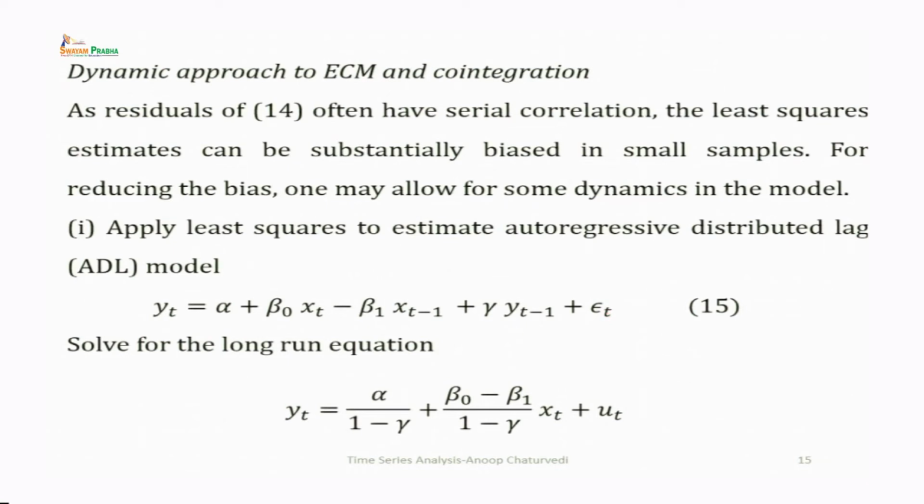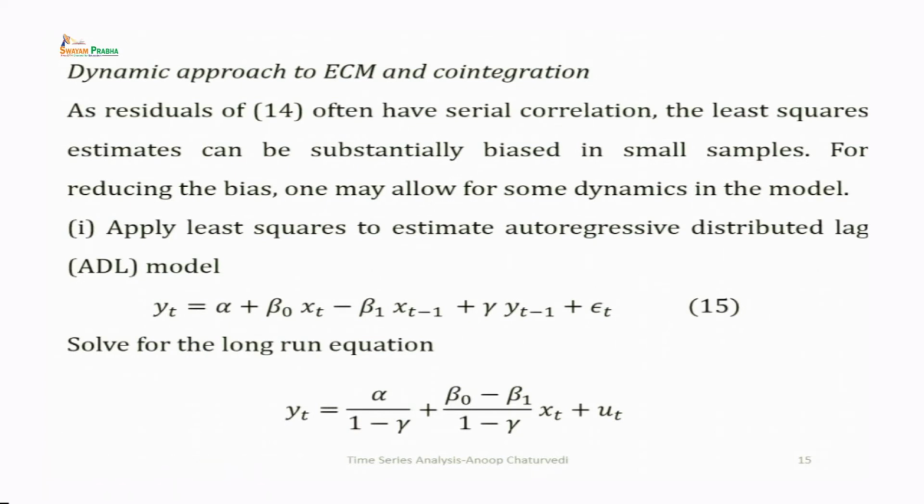So, instead of taking the equation y t equal to alpha plus beta naught x t plus epsilon t, we have included two more terms: one period lagged values of x and one period lagged value of y.